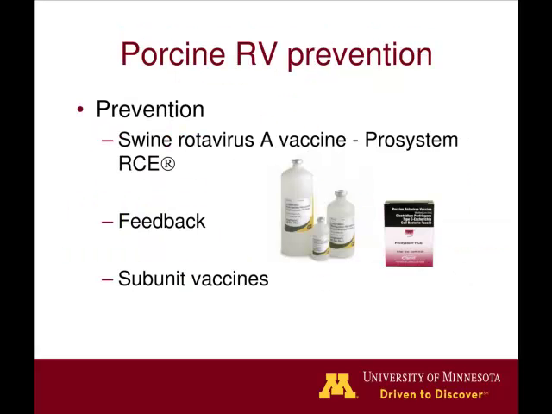So that's the ProSystem RCE. It contains a G4, G5, and a G9, which is not on the label, and also a P6 and a P7 genotype. Also, there's the preventing against rotavirus infections. We see lots of feedback that's occurring, so we're going to work with our producers and see if the data set that I'm going to show matches what they're seeing in the clinical field. And then we also have some subunit vaccines that are available as well.